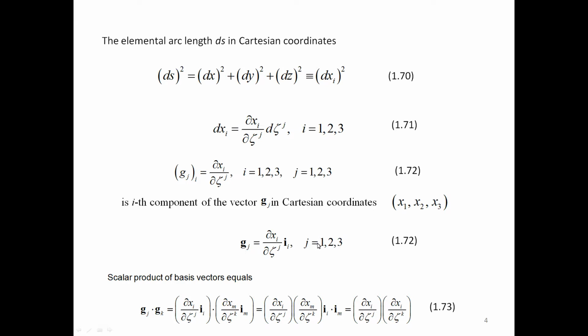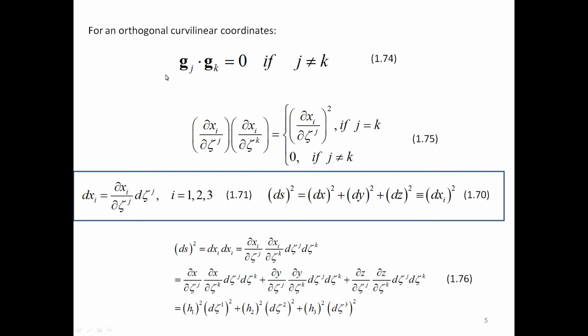The scalar product of basic vectors equals the following expression. For orthogonal curvilinear coordinates, we have the following. The scalar product of two vectors is equal to 0 if j is not equal to k. So we have the following formula.